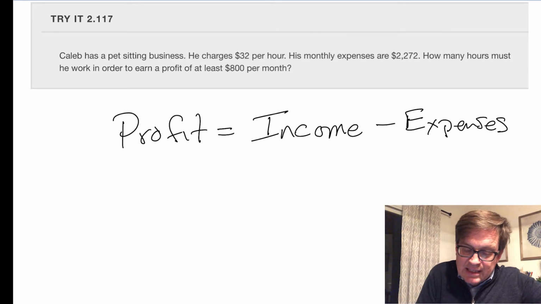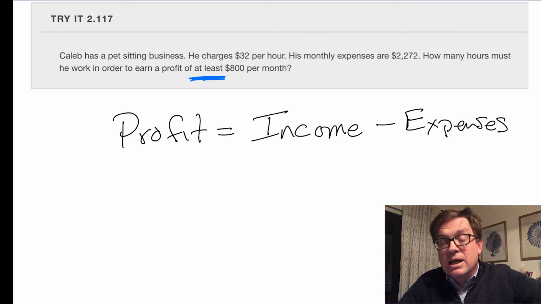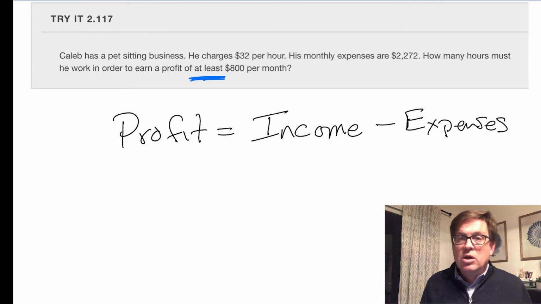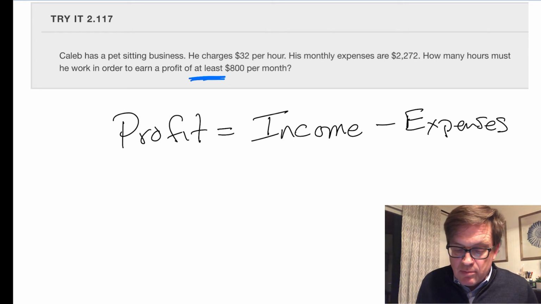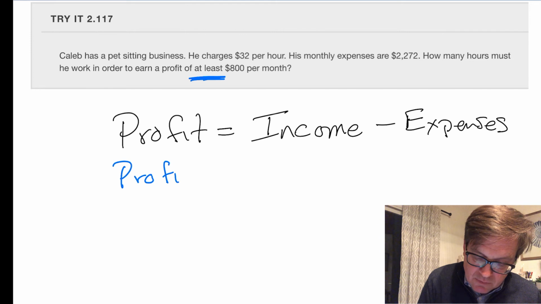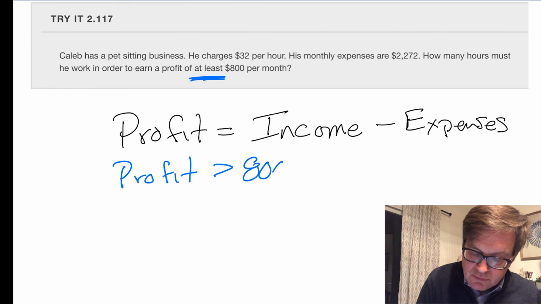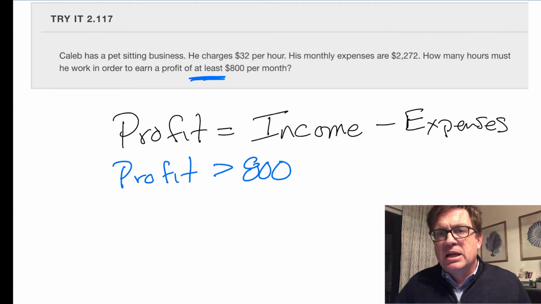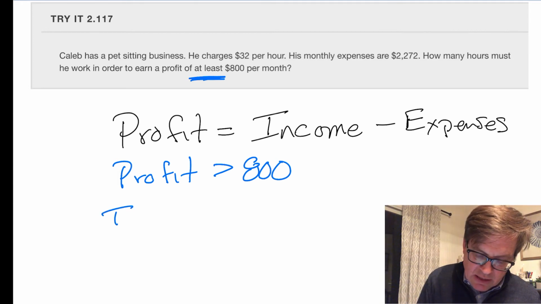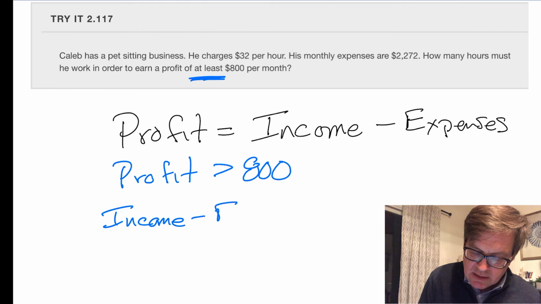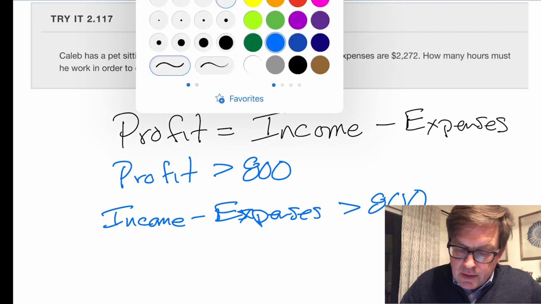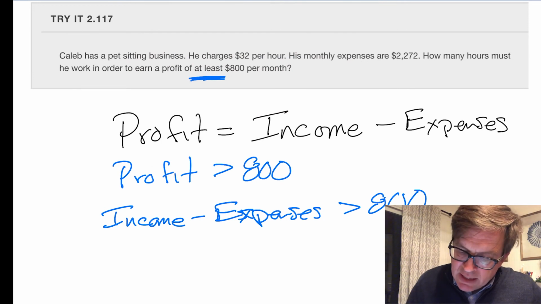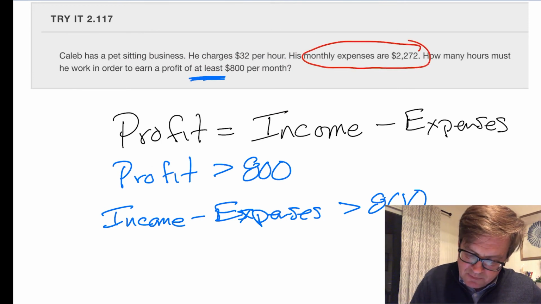As soon as you see "at least" or "at most," you're going to end up with an inequality. So when you see a word problem, you've got to think through what are the concepts that I'm really worried about. They want my profit to be at least 800. But I also know that my profit is my income minus my expenses. So I can rewrite that as income minus expenses is greater than or equal to 800. Well, what are my income and my expenses? They tell me my expenses are $2,272.